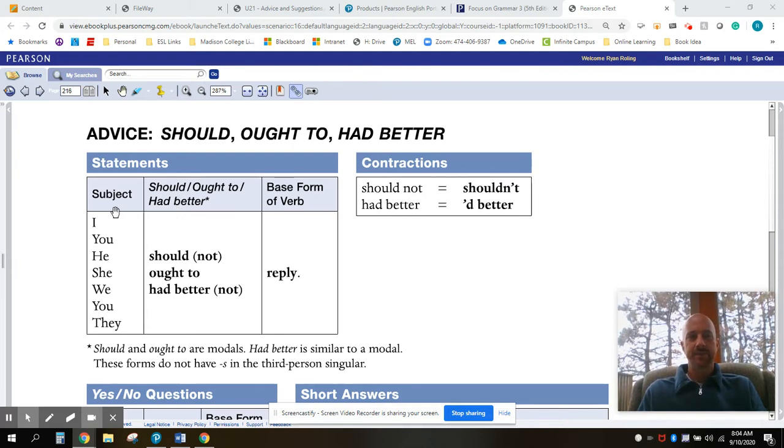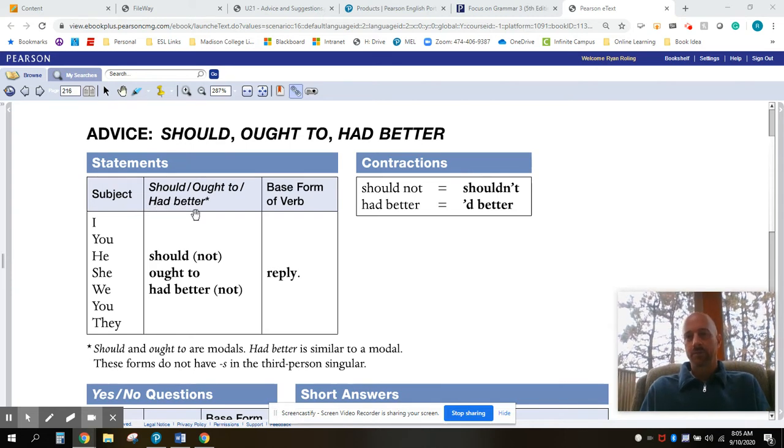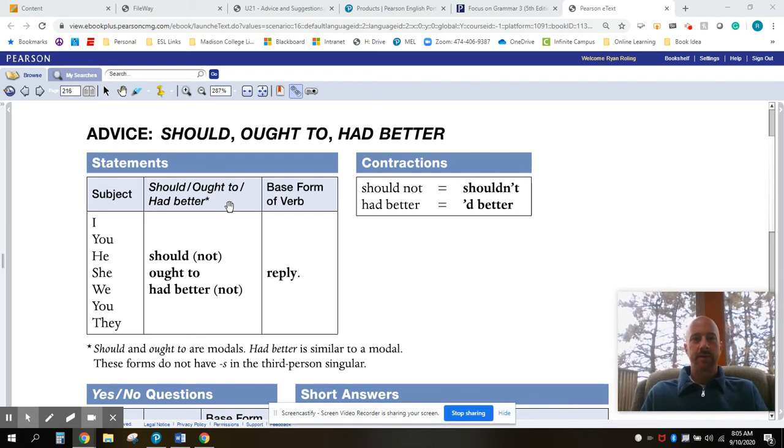Like all sentences, we start with a subject, and then we use this helping verb or modal. And then always in English, after a modal, we use the base form of the verb. Even with he and she, we use the base form. So you should reply, or she ought to reply. We never say he should replies, or she ought to replies.